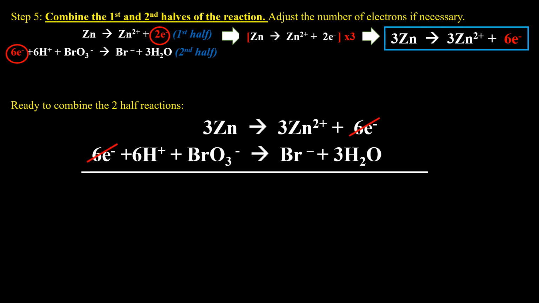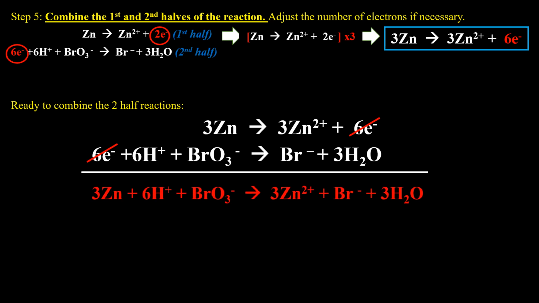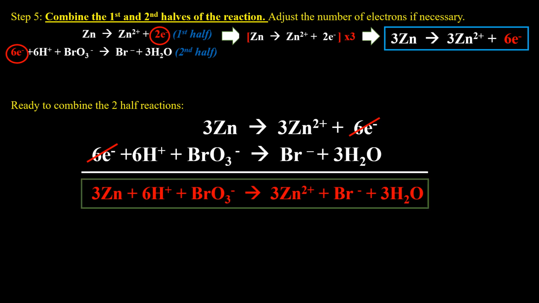So again, you cancel 6 electrons and then bring down all the necessary substances on the reactant side and all the necessary substances on the product side. So the final answer for this equation will be 3Zn plus 6H positive plus BrO3 negative yields 3Zn2 positive plus Br negative plus 3H2O. Okay, so for you to check if your answer is already correct, you may count the charges and the number of atoms of each side.